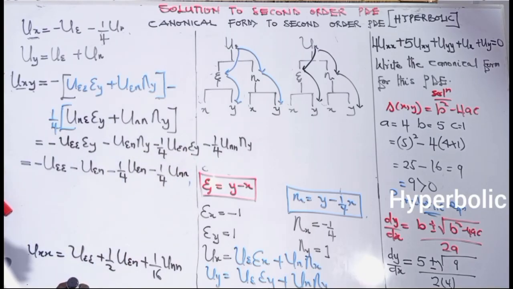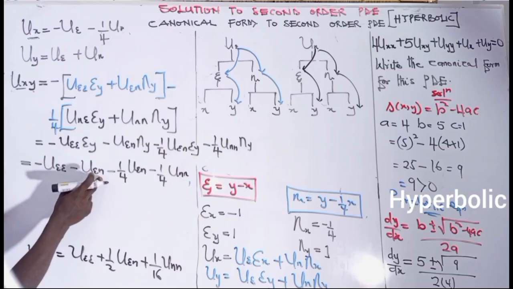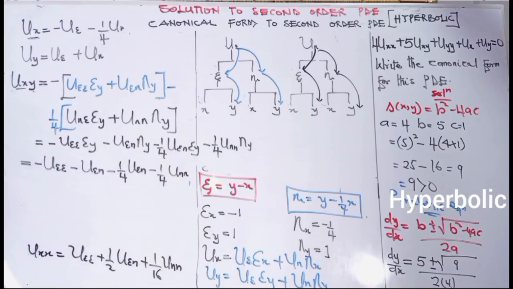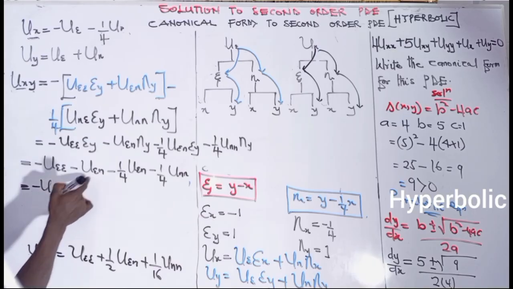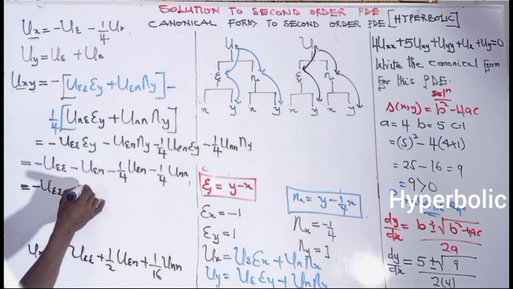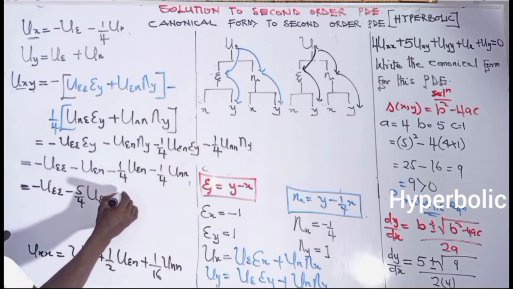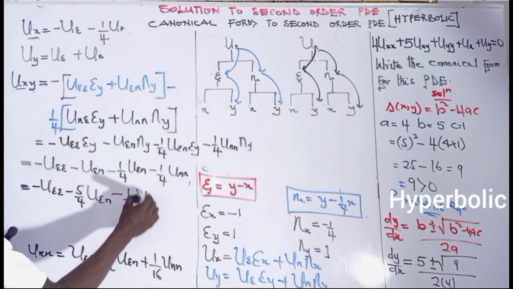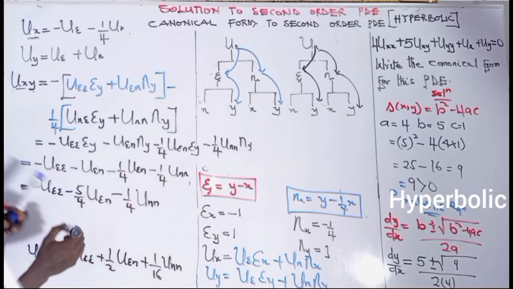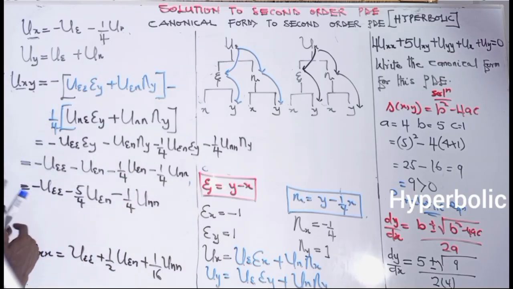Can we do some algebra here, because we have zeta eta terms. We can do some small algebra, right? So we have minus u zeta zeta, minus 5 over 4 u zeta eta, then minus 1 over 4 u eta eta. So we also have the expression for uxy. Let's write it. We have uxy.